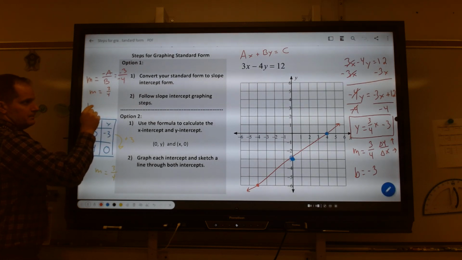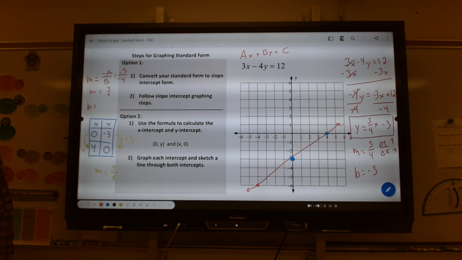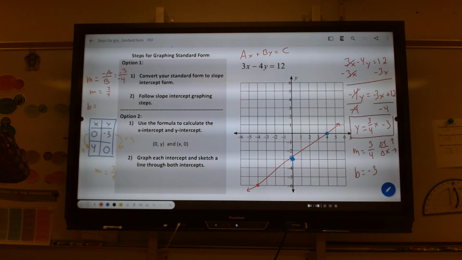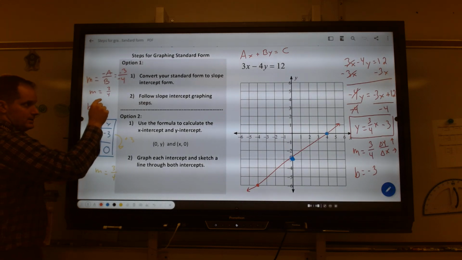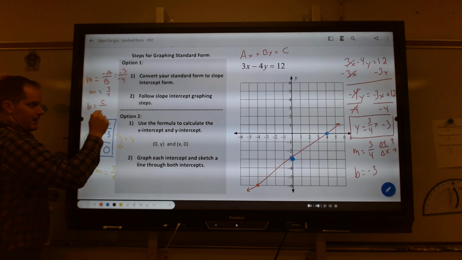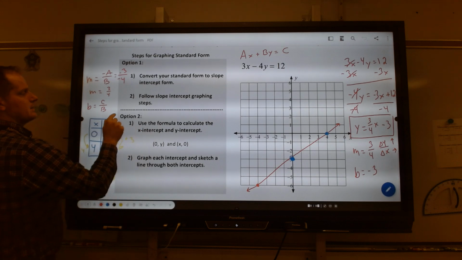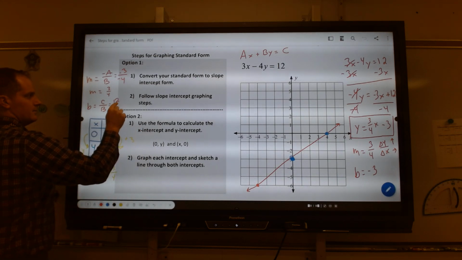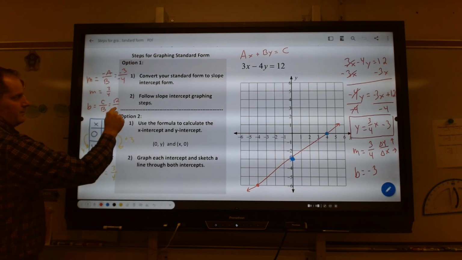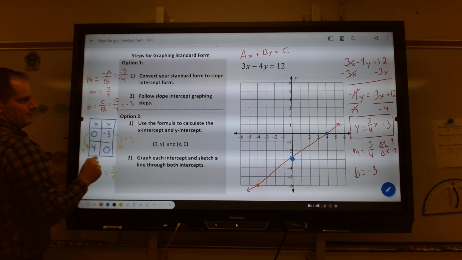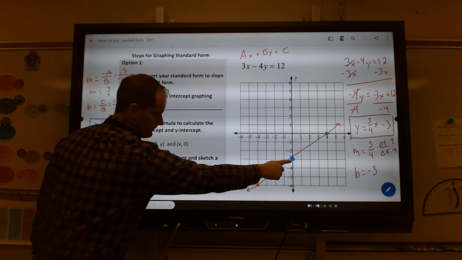If you want to find the y-intercept using the standard notation, your y-intercept is always going to be the c term divided by b. So our c term, which is positive 12, divided by our b term of negative 4 will end up giving us negative 3, which is also what we have.